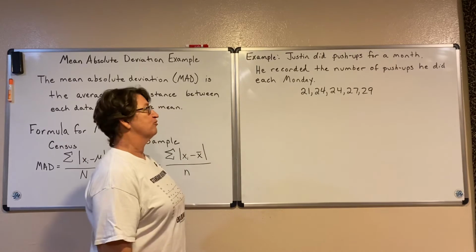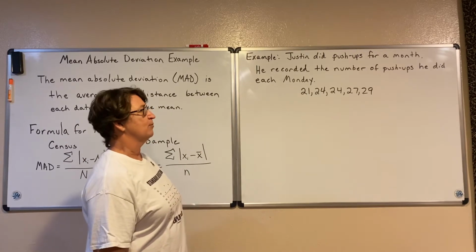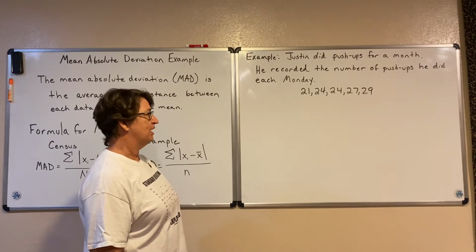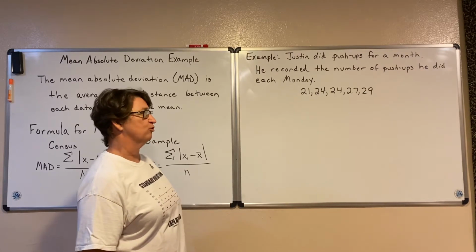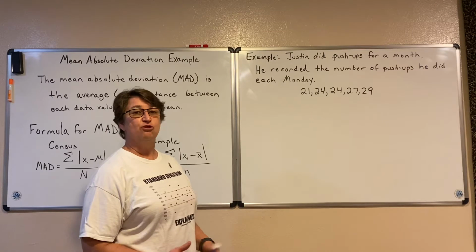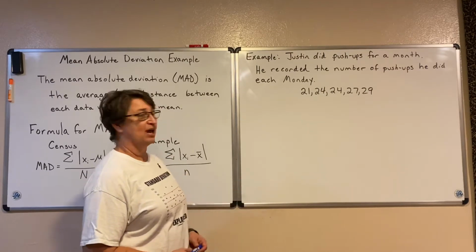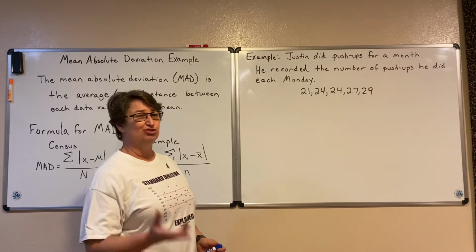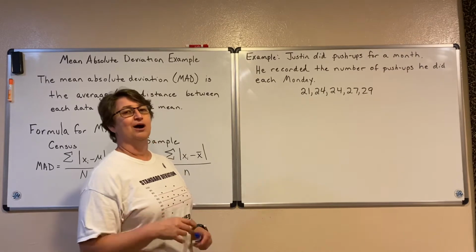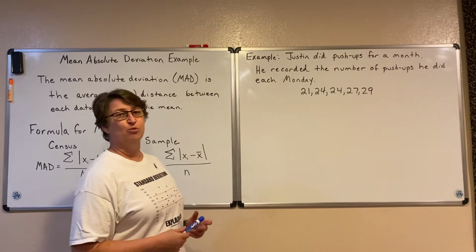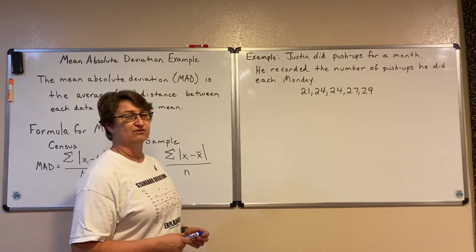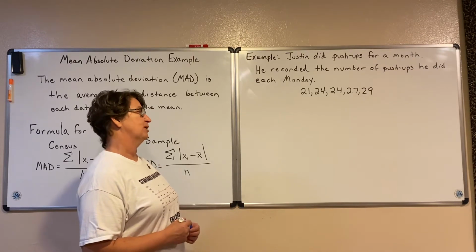Justin did push-ups for a month. He recorded the number of push-ups he did each Monday. And there's the number of push-ups he did: 21, 24, 24, 27, 29. So the first thing we do is decide, is that a population or a sample, just for our notation point of view, so we know how we're going to write it down. But really, we're doing the same thing, regardless of if it's a population or a sample.